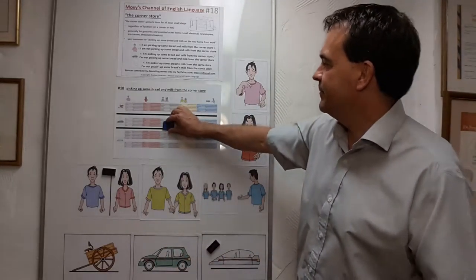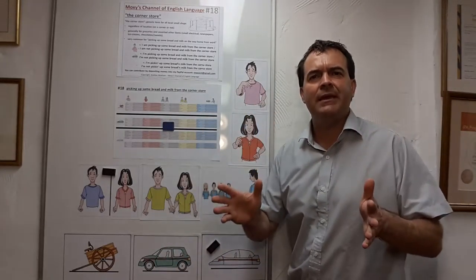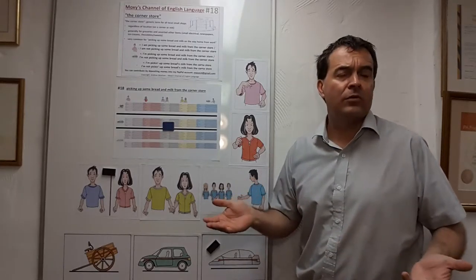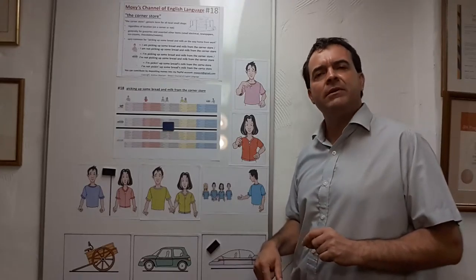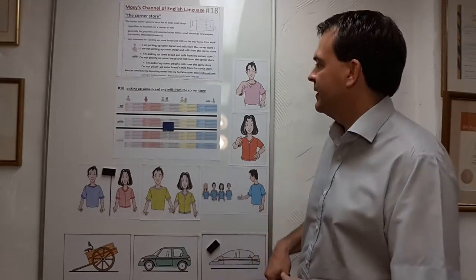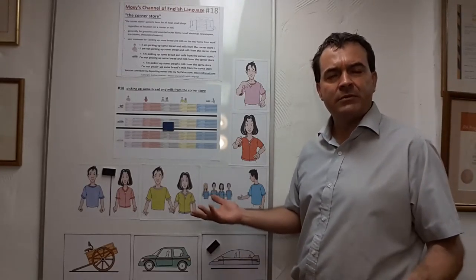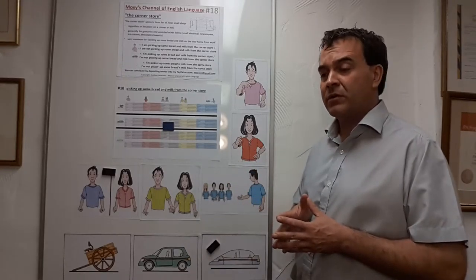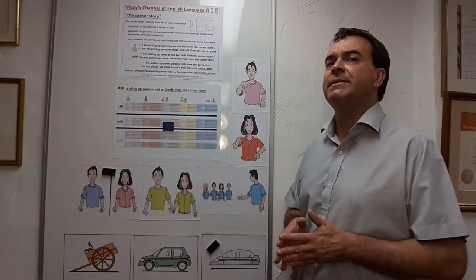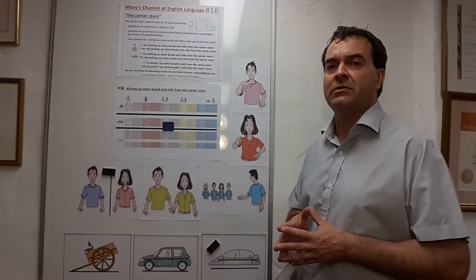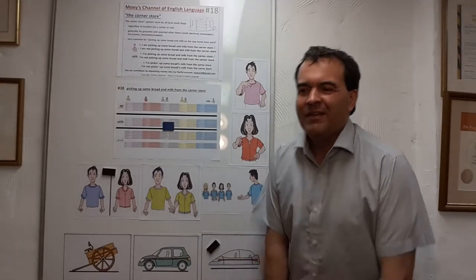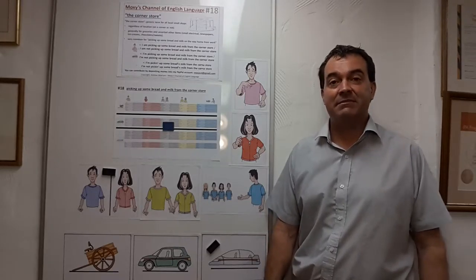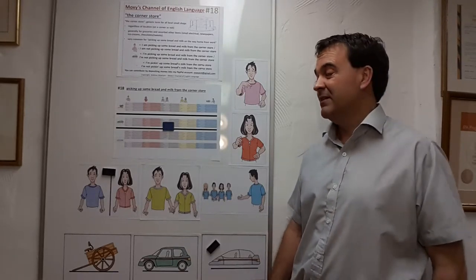Future tense. He is going to be picking up some bread and milk from the corner store. She is not going to be picking up some bread and milk from the corner store. He's going to be picking up some bread and milk from the corner store. She's not going to be picking up some bread and milk from the corner store. She's going to be picking up some bread and milk from the corner store. He's not going to be picking up some bread and milk from the corner store.